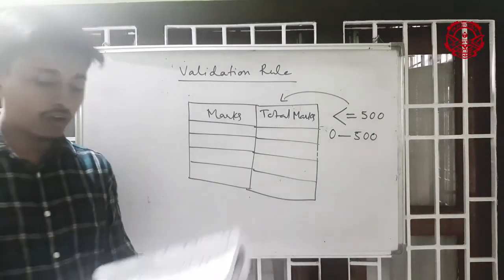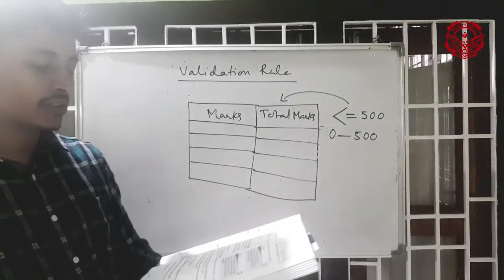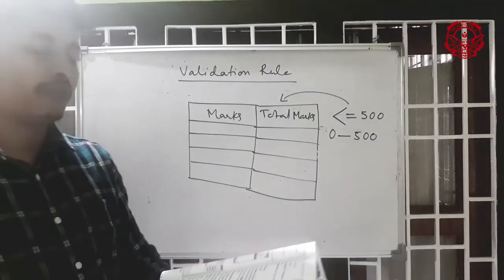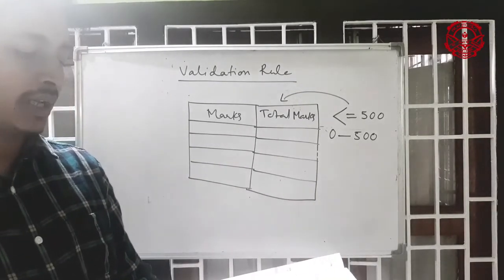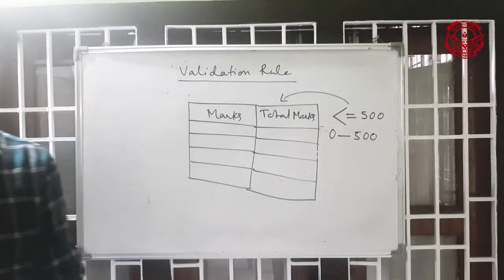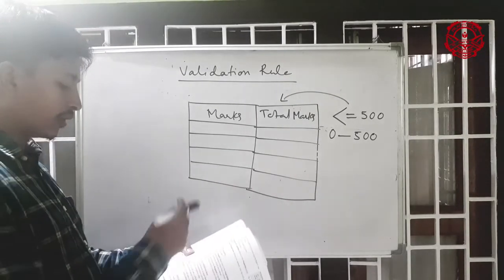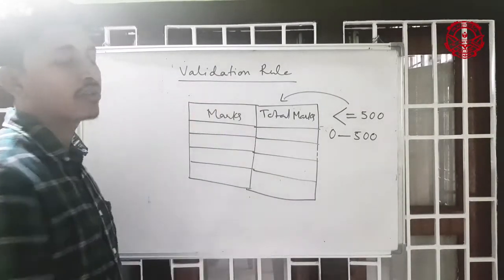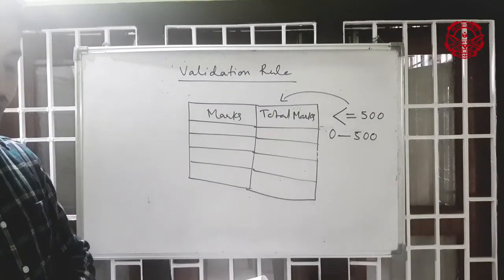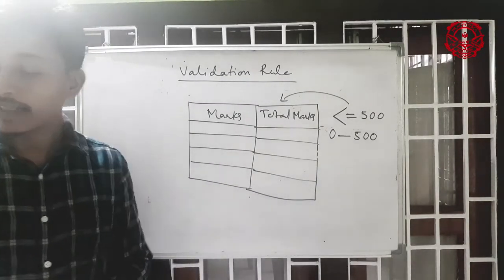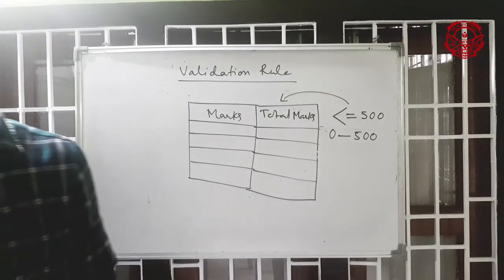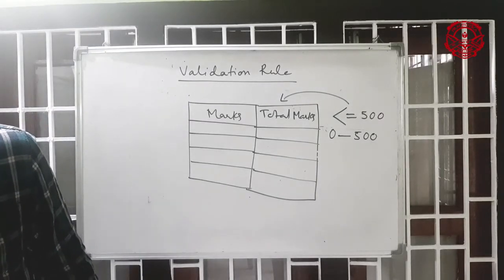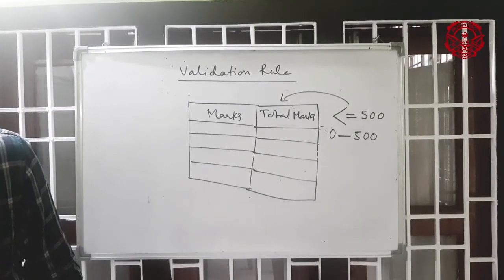Next is record validation rules. You can use a validation rule to specify a criteria that all records must validate. For example, the marks should be less than or equal to 500. Same thing, all records should be validated against the rules. It is called record validation rules. In the below part, you can see the steps are given, page number 183 and 184.